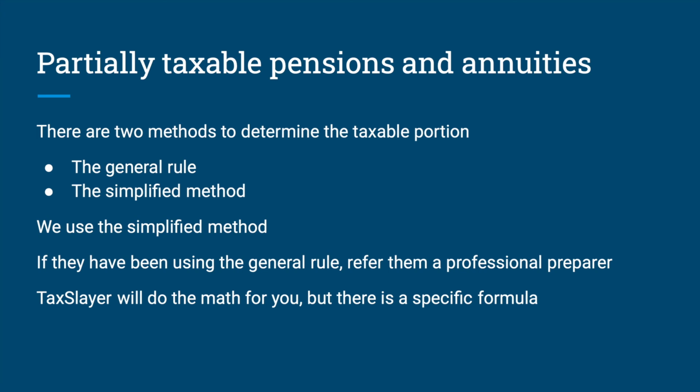And so looking at partially taxable pensions and annuities, there are two methods to determine the taxable portion of a pension or an annuity, the general rule or the simplified method. We use the simplified method here at VITA, and if they've been using the general rule in the past, we need to refer them to a professional preparer because we cannot prepare the return in that case. And so, as I talked about earlier, TaxSlayer is going to do the math for you on how to calculate the taxable amount under the simplified method, but there is a specific formula and sort of how it works that may be helpful to be aware of.